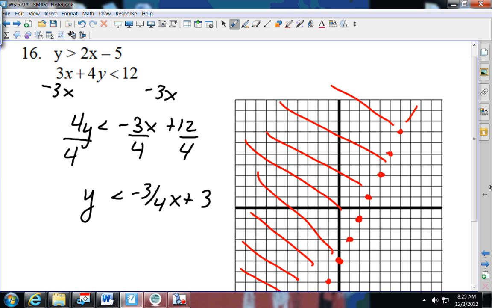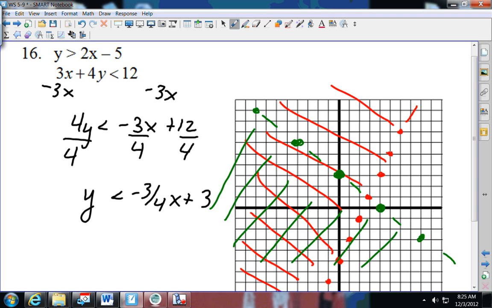So I'll start here, and I'm going to put plus 3. Start at the y at 0, 0, up 1, 2, 3. The slope is negative 3/4. Down 3 to the right 4. Up 3 to the left 4. Again, it is a dashed line, so I'm going to put the dashed in there. It says less than, so now I'm going to shade below.